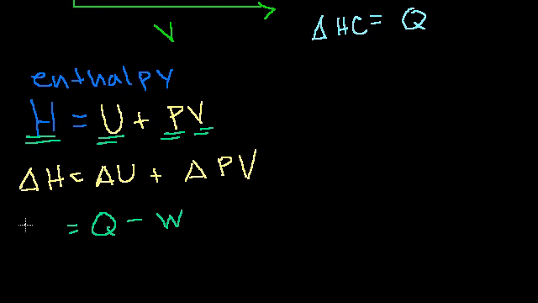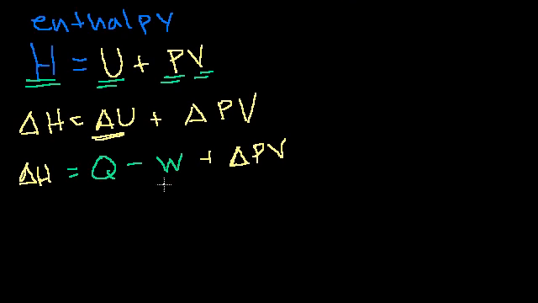And let me put everything else there. The change in enthalpy is equal to the heat applied minus the work done. That's just the change in internal energy. And plus delta PV. This is just from the definition of my enthalpy. Now this is starting to look interesting. What's the work done by a system? So I could write change in H, or enthalpy, is equal to the heat applied to the system minus what's the work done by a system?